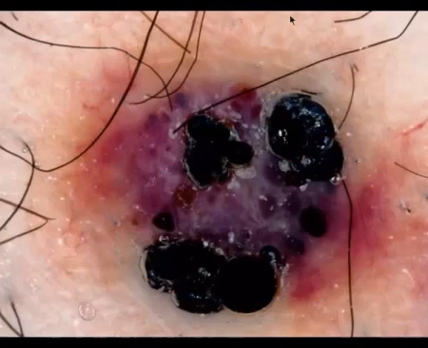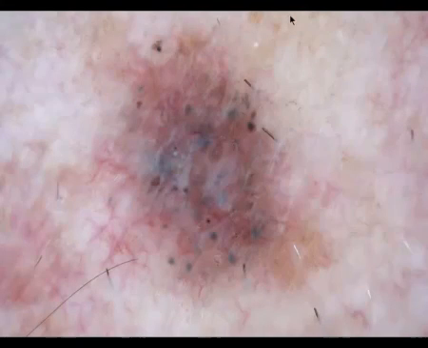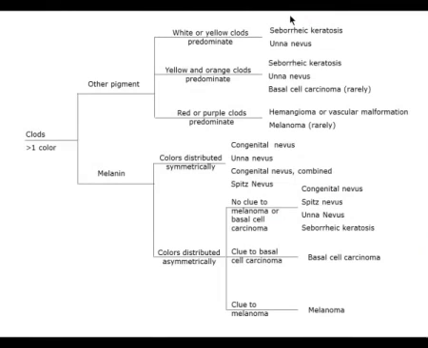When you see black with red or purple, it usually means blood. Blue clods: this is basal cell carcinoma. That's easy. Now what about if there is more than one color?